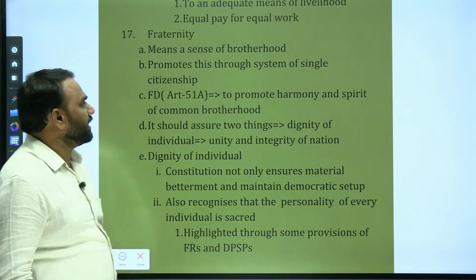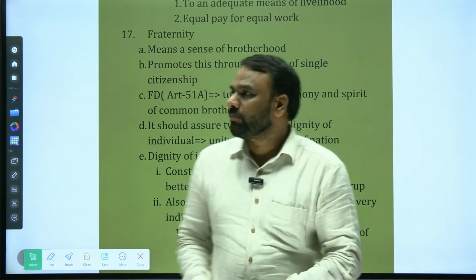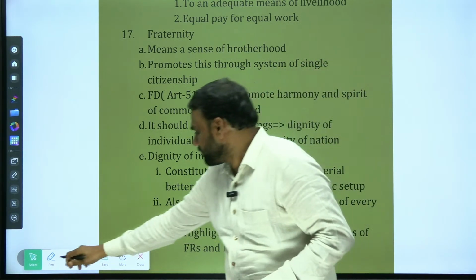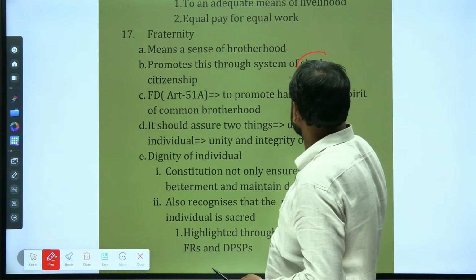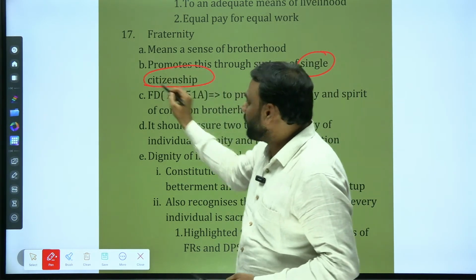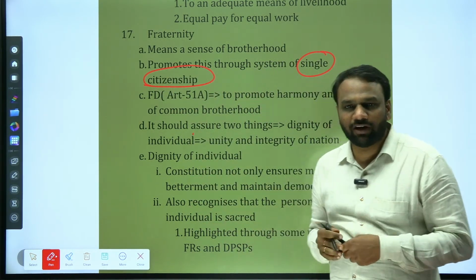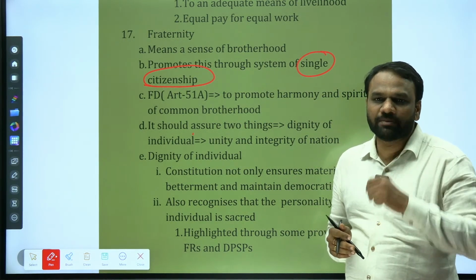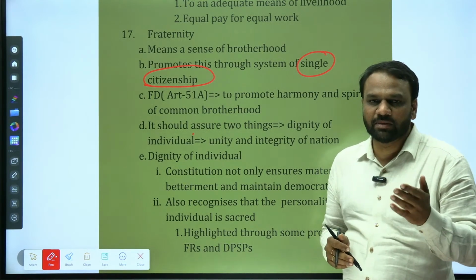Next, fraternity means a sense of brotherhood. It is promoted through the system of single citizenship. So we all are one. We say that we all are one, but how are we one? It is because of the single citizenship. If we go to USA, there are two different types of citizenship: national citizenship and state citizenship.